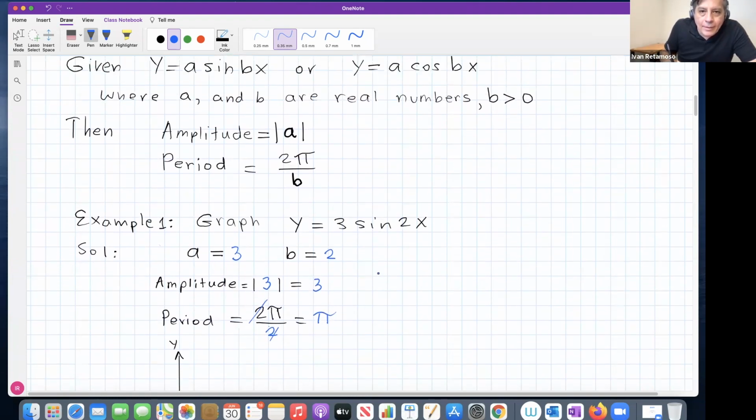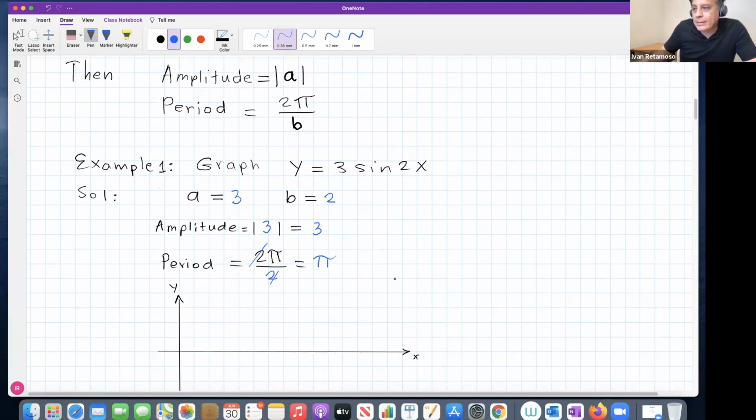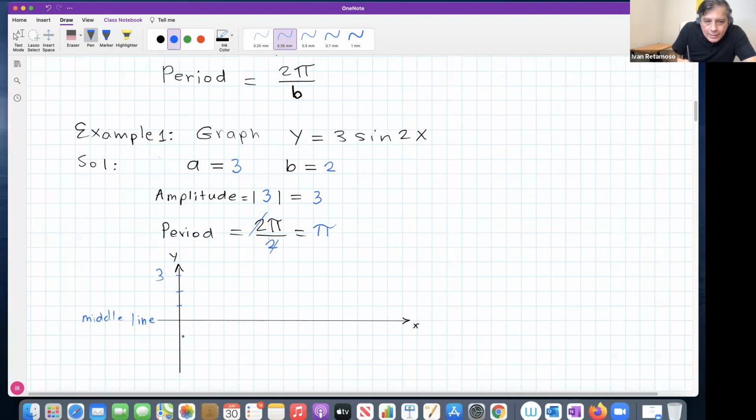Now they say graph this. Once you have the amplitude and the period, guys, it should be easy to graph. Well, how do you graph it? Notice since the amplitude is 3, from the middle line, which is here, this horizontal line, go up 3. So 1, 2, 3, up 3, and down 3. 1, 2, 3, negative 3, right? There we go. So go up and down wherever you get for the amplitude, okay?